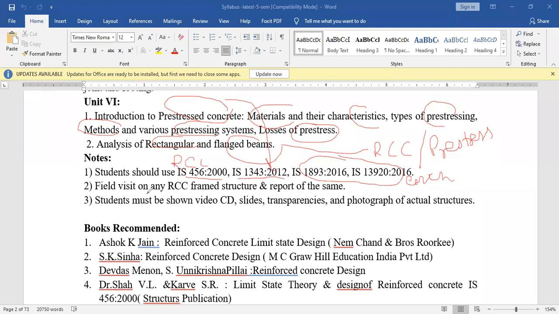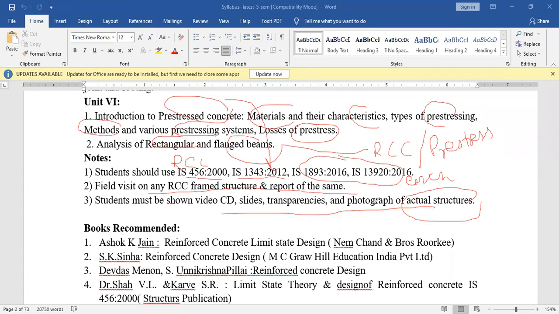Field visit on any RCC frame structure and report of the same. We'll see if it is feasible. In case offline classes resume, then yes, we'll go to the construction site also. Then you have 3D slides, transparencies, and photographs of actual structures. Yes, you can easily share those actual structure photographs.